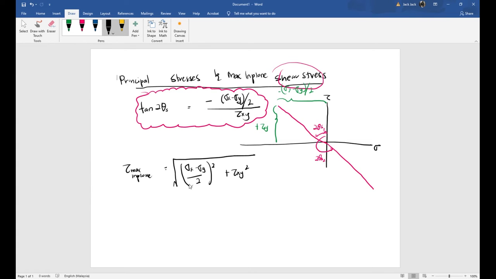Again, recall our average. We have average normal stress, but we don't have average shear stress. The average normal stress is equal to sigma x plus sigma y divided by 2. Please take note of this equation. We will discuss an example after this.